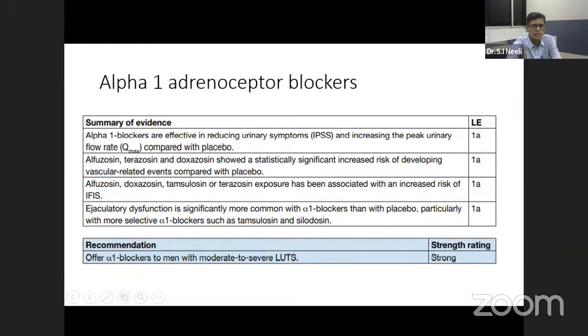So alpha blockers are effective in reducing urinary symptoms and increasing the peak urinary flow rate, which is level 1A evidence. They also show a significantly increased risk of developing vascular-related events compared to placebo, that is hypotension. Alfuzosin, doxazosin, and tamsulosin are associated with an increased risk of floppy iris syndrome. That's why they need to be stopped prior to cataract surgery. Then they can also cause ejaculatory dysfunction.